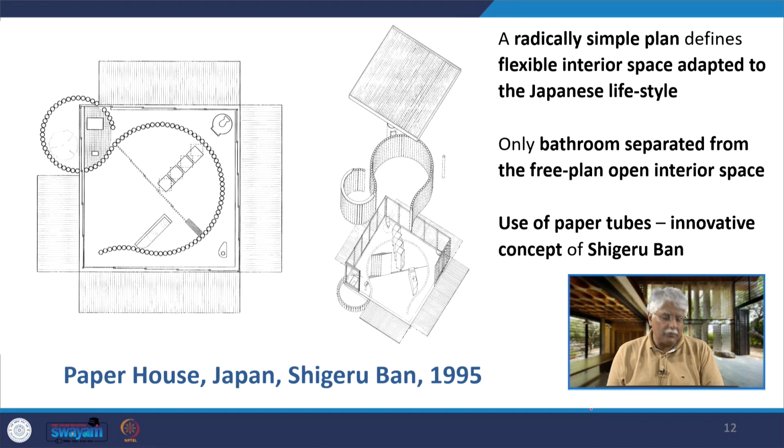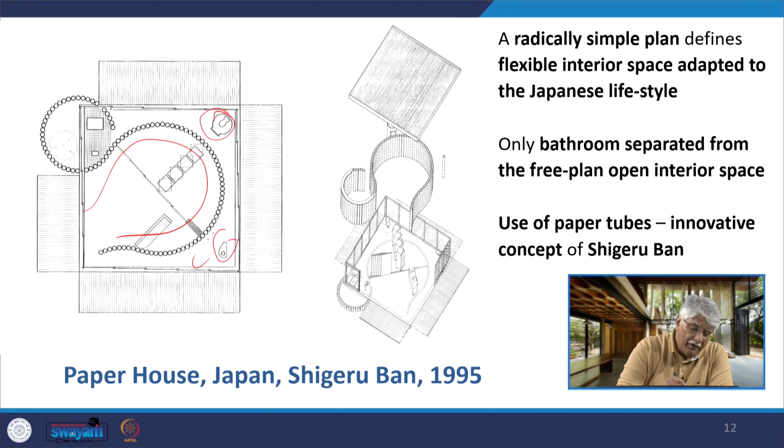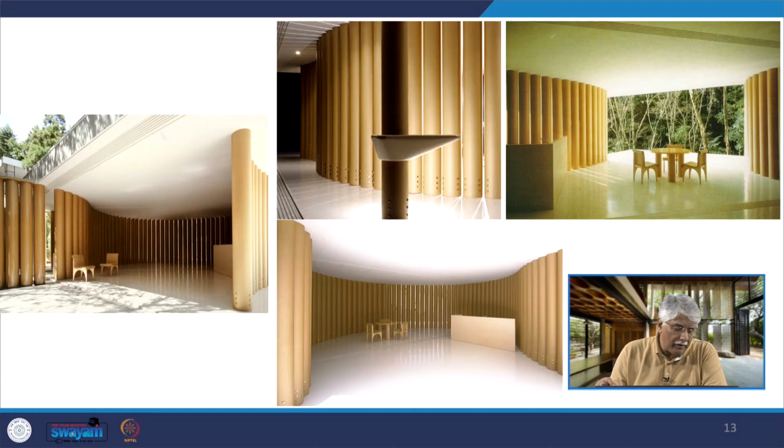Then when we come to the paper house, it's a very radically simple plan, which defines flexible interior space adapted to the Japanese lifestyle. Only the bathroom is separated from the free plan open interior space that you find here. Only the washroom area and the bathing area are separated, and he uses paper tubes, which was an innovative concept of Shigeru Ban. So the entire house is erected using these paper tubes.